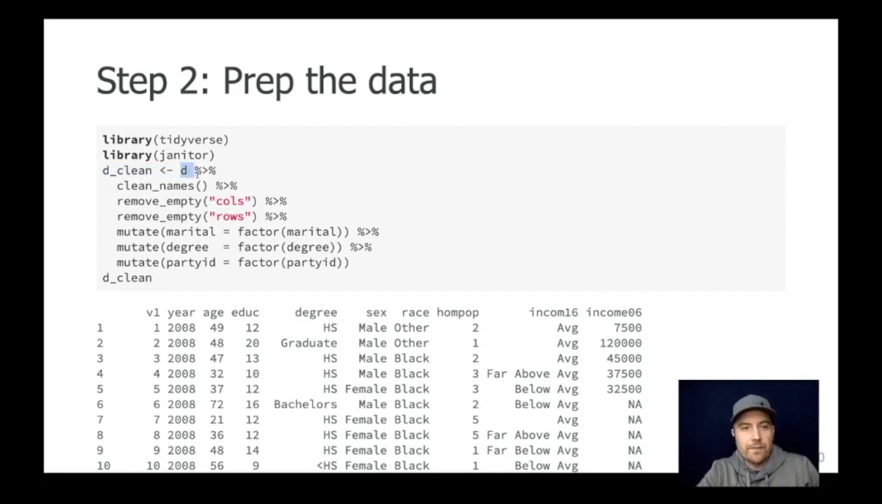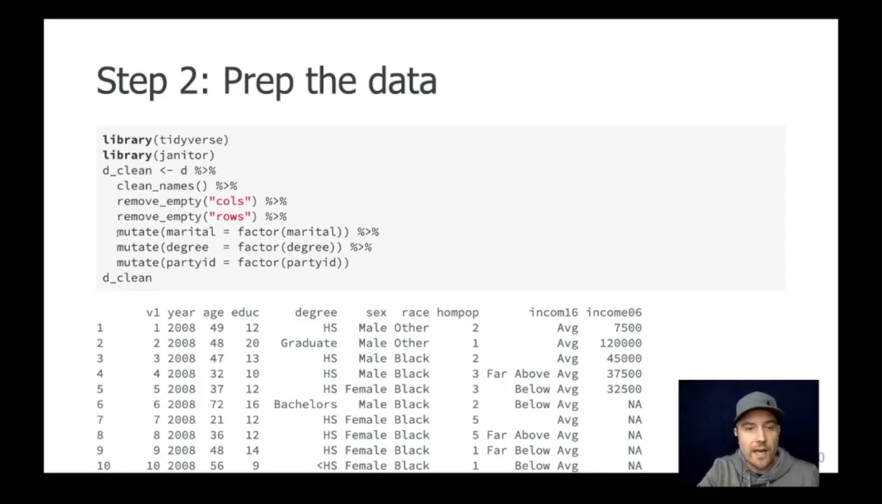So we're taking D, and then we clean the names. Cleaning the names just makes them all lowercase and takes out anything that makes it hard to work with the name. This actually can save you a lot of time, and your pinky will thank you, so you don't have to press shift all the time. And then we're going to remove empty columns and remove empty rows. So if there's any variables in there that are just blank all the way through, this will drop those. They're not rows that we need to keep anyway.